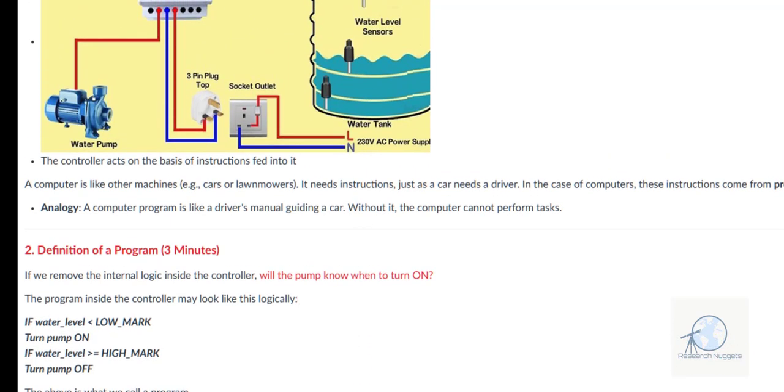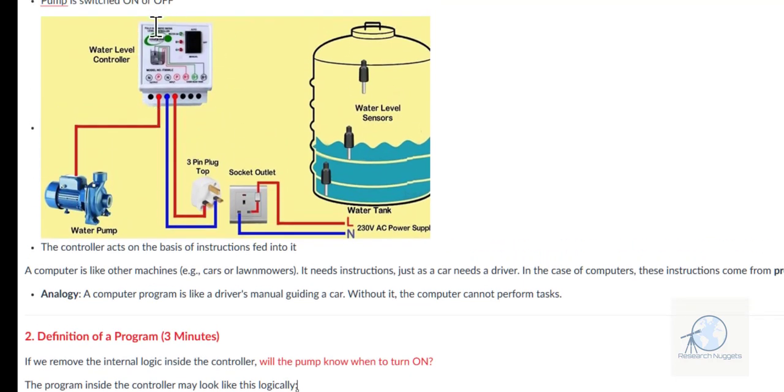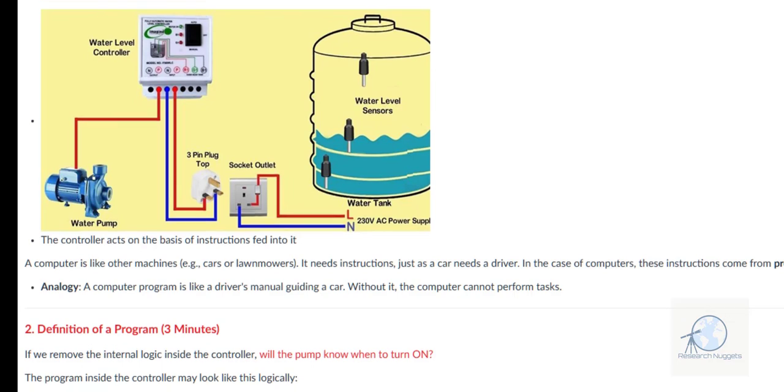Let's ask ourselves, looking at this water level controller, if we remove whatever logic, whatever instruction is actually switching the water pump on or off, would our pump automatically switch on or off? And the answer is no. So there is an instruction that has been fed that is determining when the pump comes on or goes off. And that set of instructions is going to look something like this.